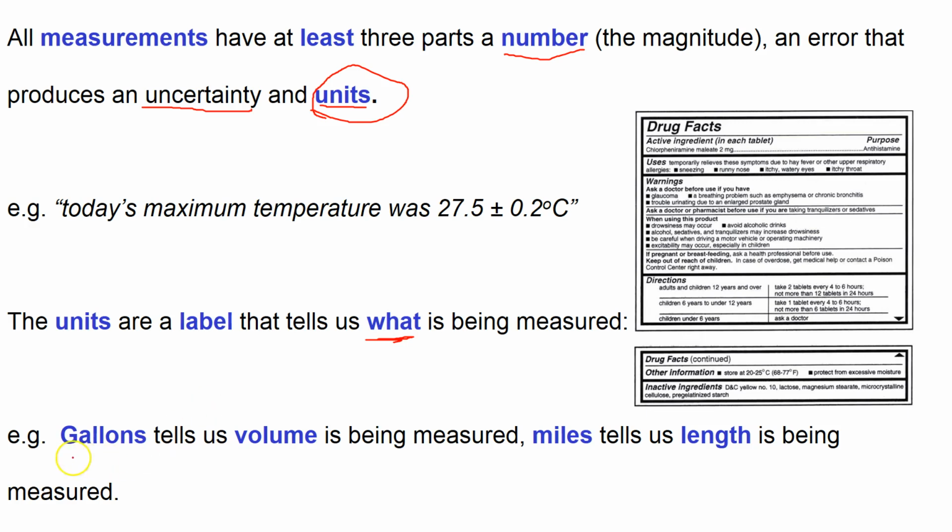So for example, if we see units of gallons, we know that volume is being measured. If we see units of miles, we know that length is being measured. So when I look on this drug fact sheet, it's for an antihistamine, I can see here that the active ingredients, there's 2 milligrams of it. Milligrams is a unit of mass.